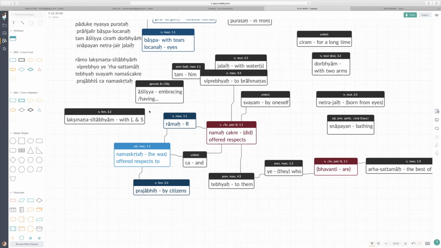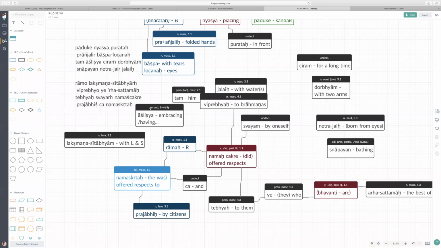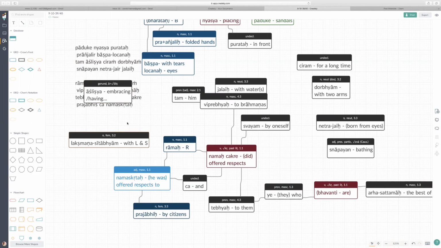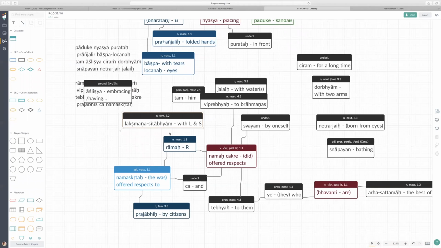Then we have, okay, Lakshmana Sita Bhyam. Where do we connect Lakshmana and Sita? With Rama. Okay. Sita Bhyam with Rama. Okay, Rama with as Sahartha. Okay. Rama with Lakshmana and Sita.